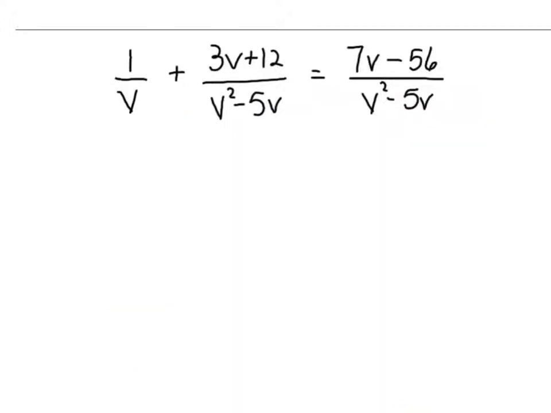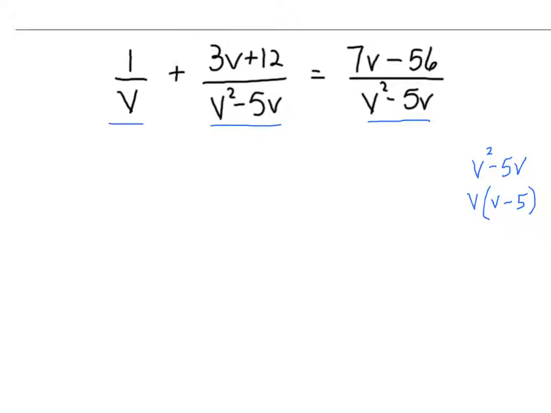Okay, so here's another problem, the same type of problem. I still have three rational functions, three fractions, but I have an equation. So I'm looking for a common denominator. I'm going to do a little bit of analysis before I get started, and I'm going to look at v squared minus 5v, the denominator that's already in two of my fractions. I'm going to factor out a v from both of those terms, and I get v times v minus 5.